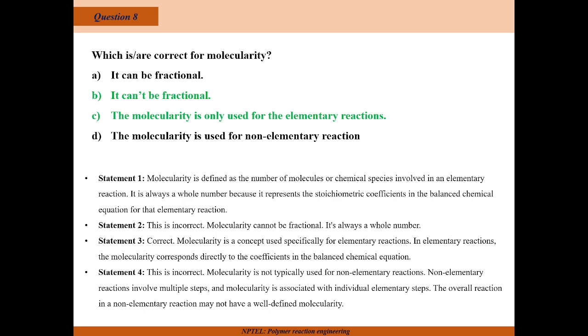So basically, the justification for these statements is about molecularity. As I said, this is the definition of molecularity. It is defined as the number of molecules of chemical species that are involved in a chemical reaction. It is always a whole number because it represents the stoichiometric coefficients in the balanced chemical equation for an elementary reaction. So this statement is okay. The second statement, that it can be fractional, is incorrect.